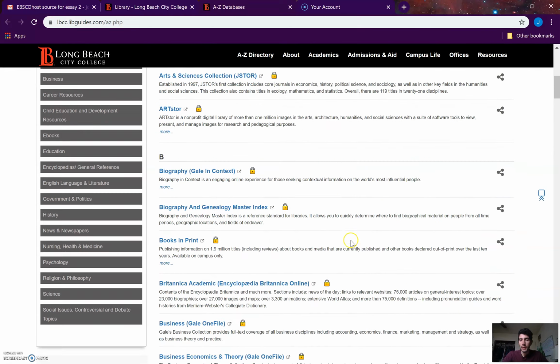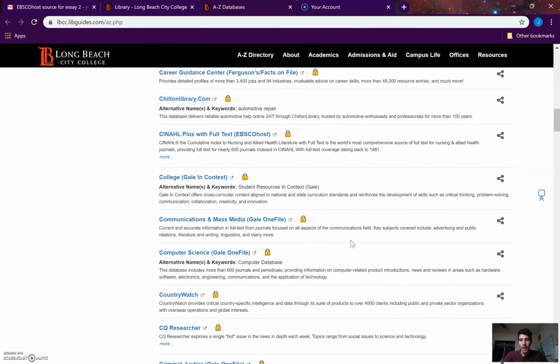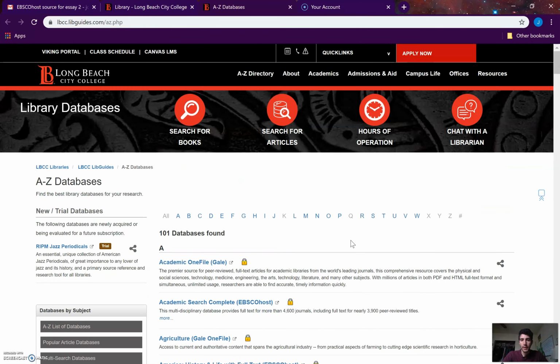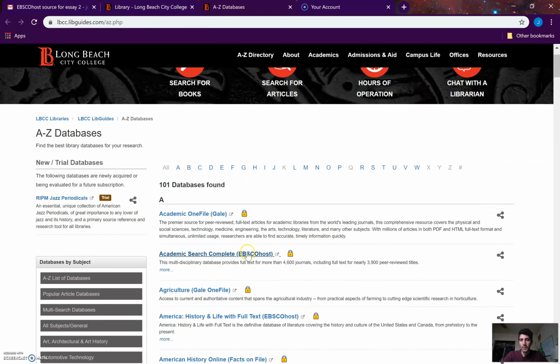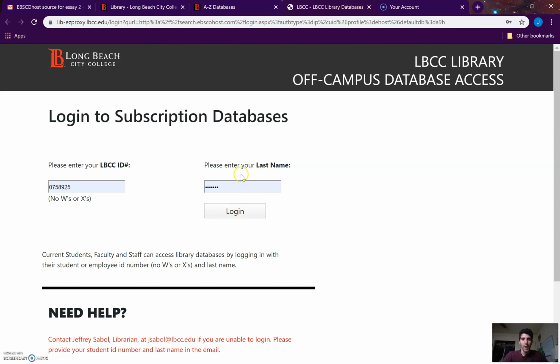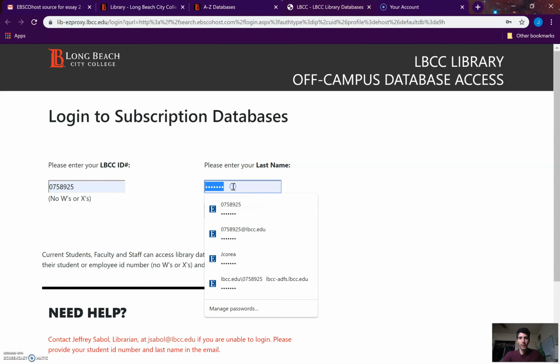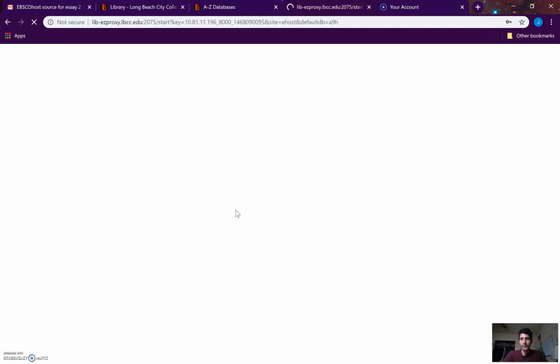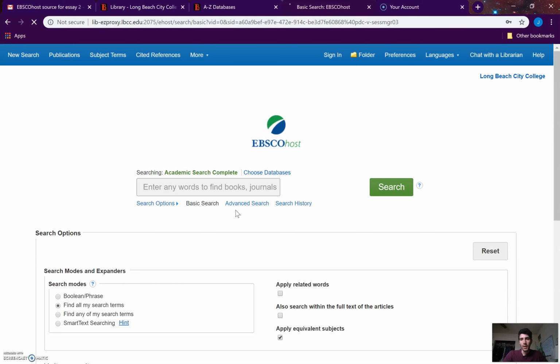Now there are countless other databases that you can use, and there are really a ton, but for the purposes of this essay, focus on EBSCOhost. That doesn't mean the other ones aren't any good. It's just this is the source that I use the most, so I consider it a pretty trustworthy source. So sometimes it's going to prompt you to put in some information, so you do that, and now you're at the database.